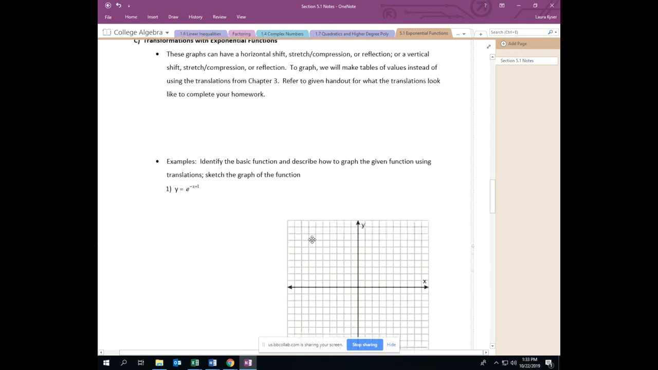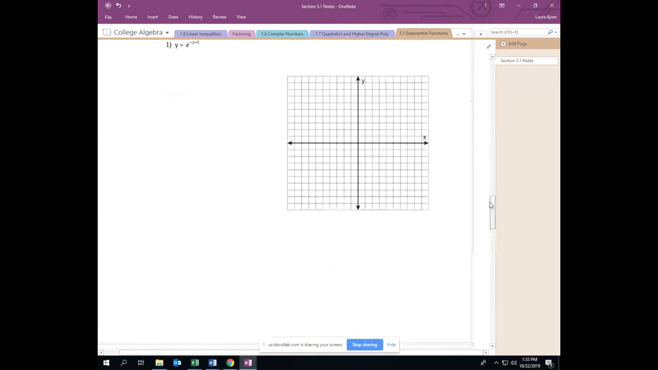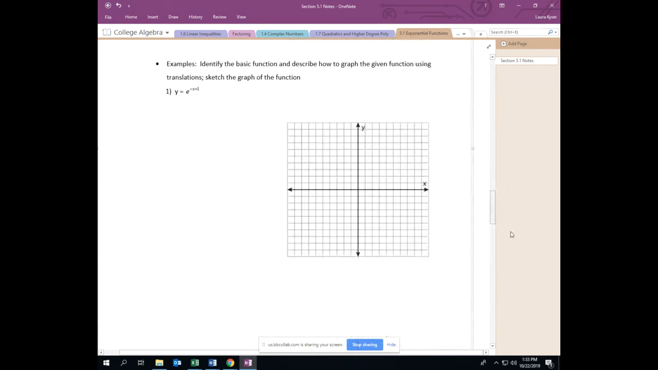In these examples, you're probably going to want to have that sheet in front of you so that it's easy to identify which translations you're looking at. There are 2 translation examples here. We're going to talk about what kinds of translations are occurring in the example, and then we are going to graph the translation function.